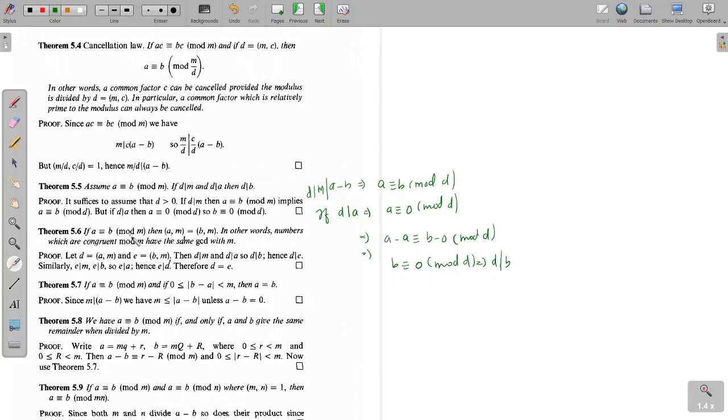Now we have theorem 5.6. If we assume A is congruent to B mod M, then the GCD of A comma M and the GCD of B comma M are the same. Okay, so if these two are congruent mod M, then both have the same GCD with this M. For that we assume D is the GCD of A comma M and E is the GCD of B comma M. Then D divides M and D divides A, since D is the GCD of A comma M.